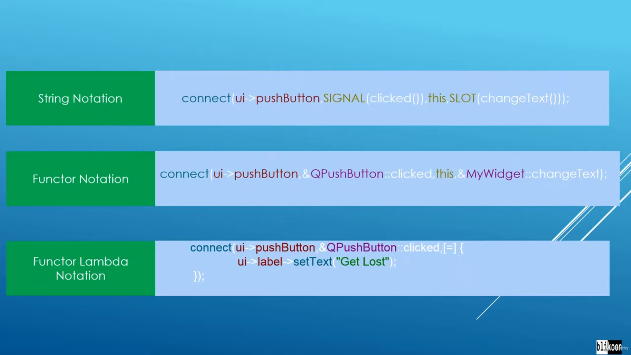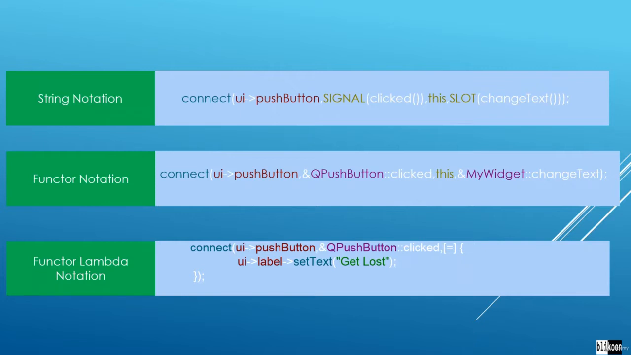The way you use that is you connect that signal to a method that you want to be called when that signal is emitted, or when that event happens. It's really a way to do event handling in Qt, to respond to events. And there are three different notations we can use to connect signals to slots, or to connect events to event handlers in Qt.